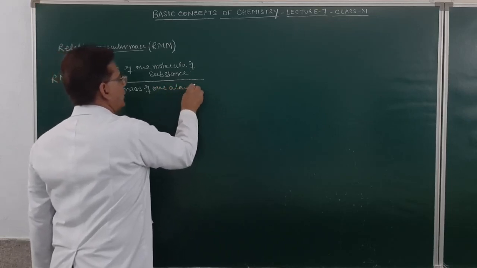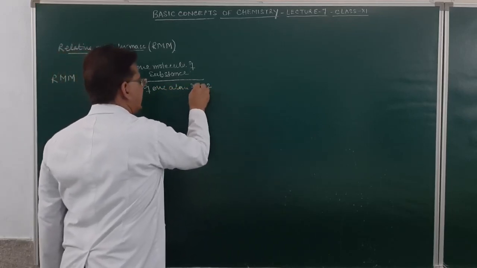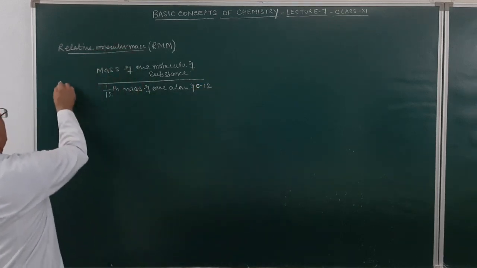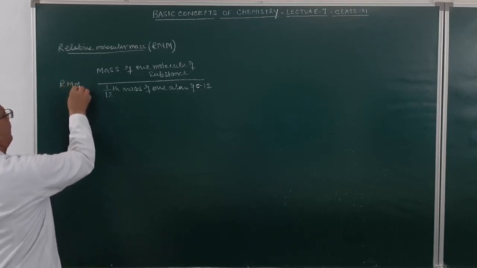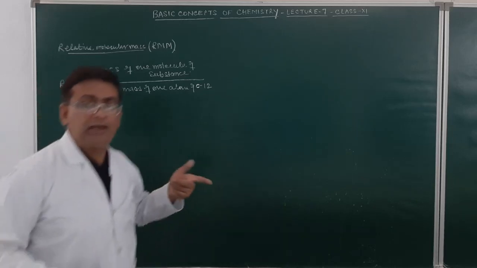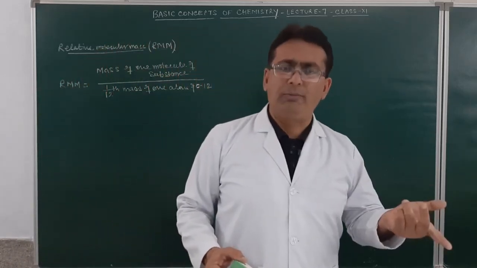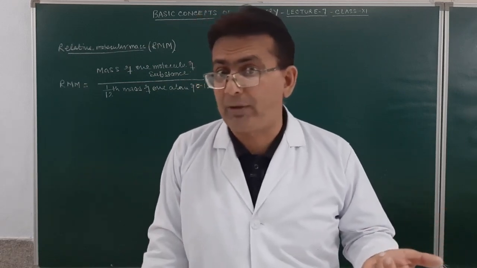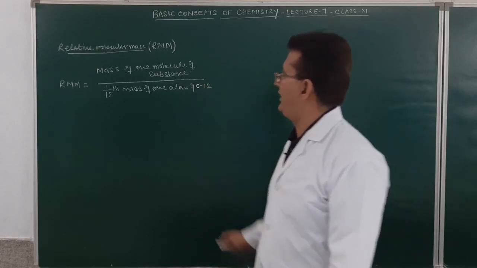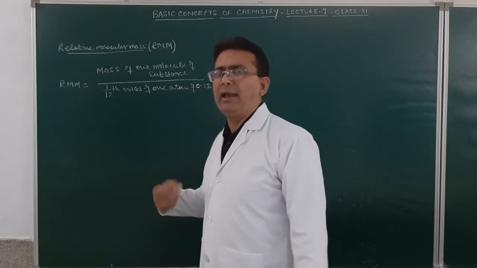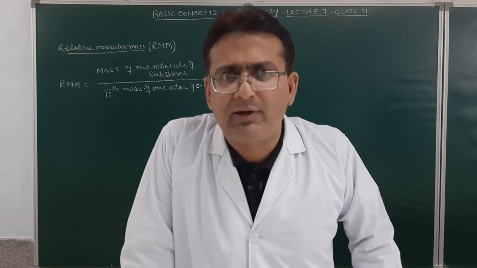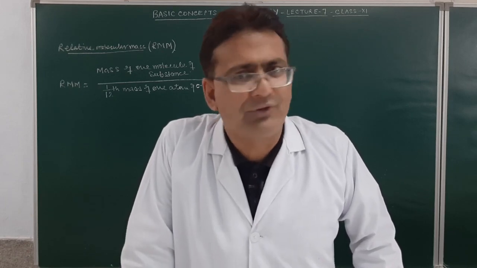See very carefully, students. The comparison has been made with 1/12th mass of one atom of carbon-12. But here the mass of a molecule is compared. In the relative atomic mass, the mass of an atom was compared; in fact, the average mass of an atom of isotopes was compared. Here, the mass of one molecule of a substance is compared to 1/12th mass of one atom of carbon-12. Comparison is again done with 1/12th mass of one atom of carbon-12, but in this case, it is a comparison of the mass of a molecule, not the mass of an atom.